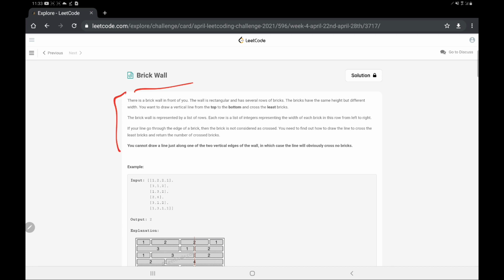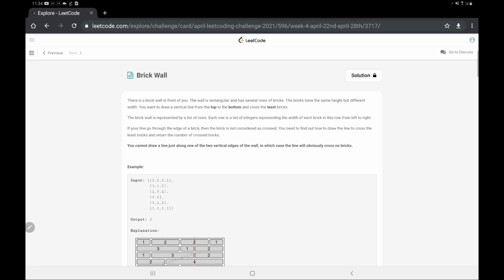So there is a brick wall in front of you, and the wall is rectangular and has several rows of bricks. The bricks have the same height but different width. What that means is that the height is the same and the width, that is the length, is different. We want to draw a vertical line from top to bottom, crossing the least number of bricks. So that's the question statement that's given to us over here.